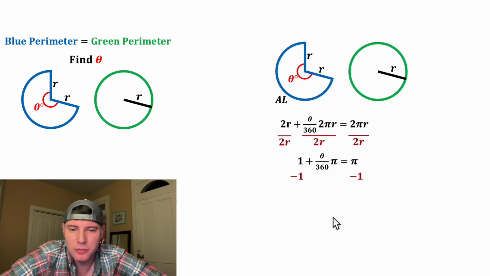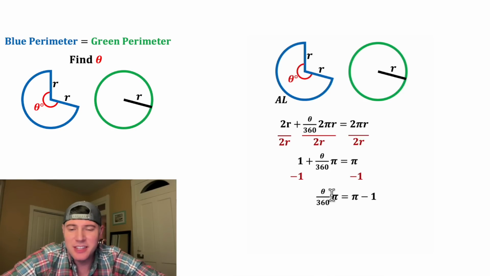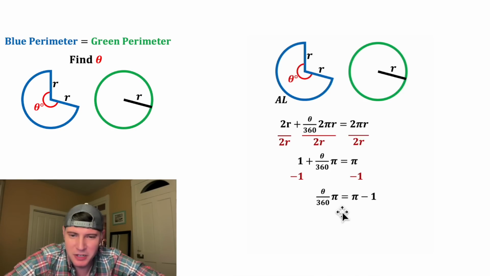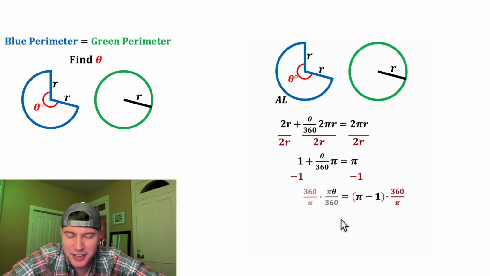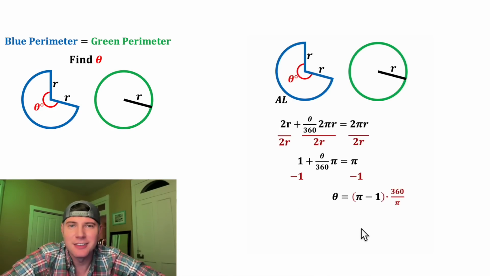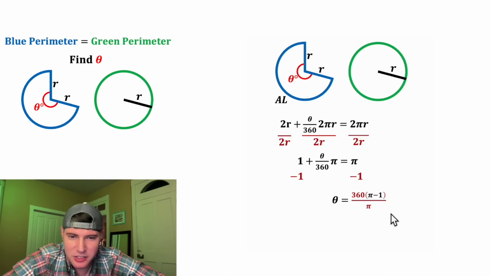Let's subtract 1 from both sides of the equation. That'll give us theta over 360 times pi equals pi minus 1. Next, let's bring this pi over here and let's smush everything together. And now we can get the theta all by itself. Let's multiply both sides of the equation by the reciprocal of this, which is 360 over pi. On the left-hand side, these fractions will cancel each other out, so we're left with theta. And on the right-hand side, let's smush everything together.